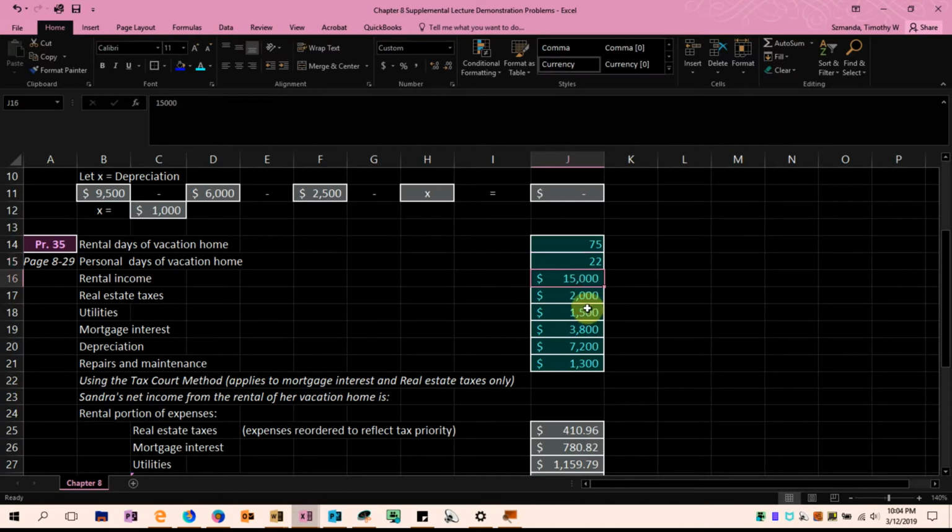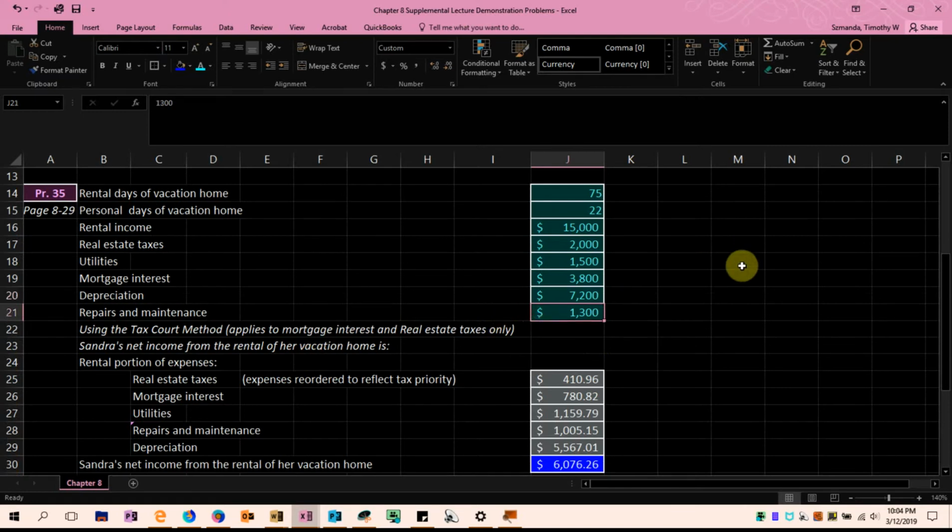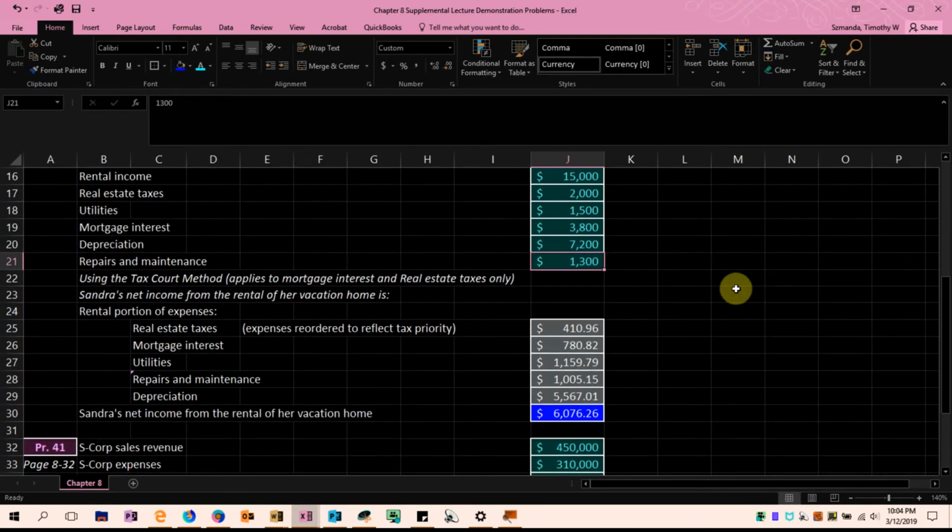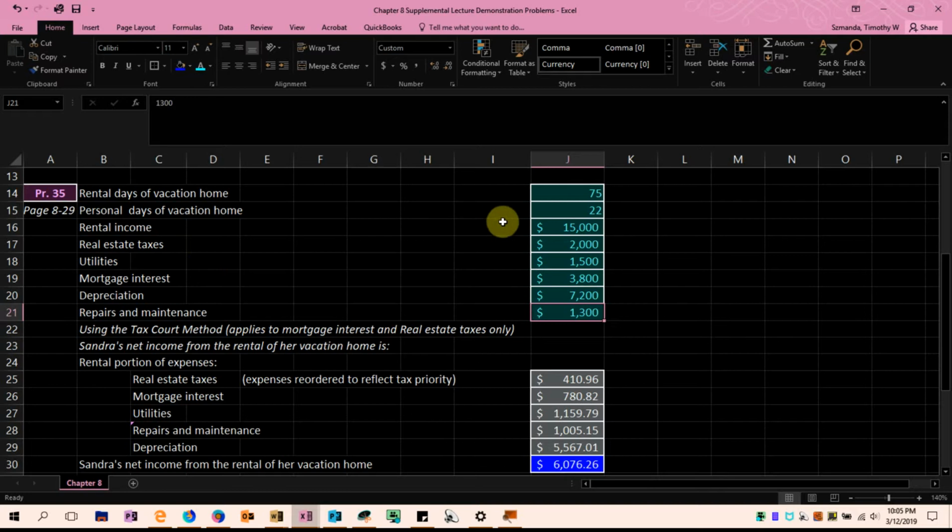They give us the income at $15,000, real estate taxes at $2,000, utilities at $1,500, mortgage interest $3,800, depreciation is $7,200, and then $1,300 for repairs and maintenance. Now, in this case, they're telling us to use the tax court method. And what that means is that in order to allocate real estate taxes and mortgage interest, we're going to have to use the denominator of 365 days.